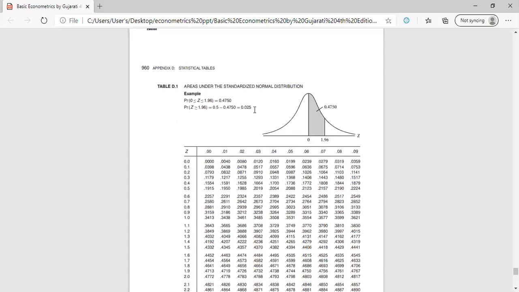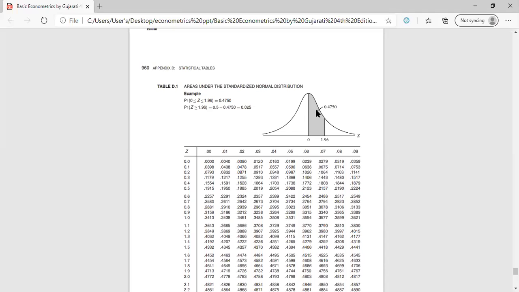Any questions about this? Others, please speak out. Professor, can you repeat again? What did you say? Something about 0.5? The audio is not clear right now.